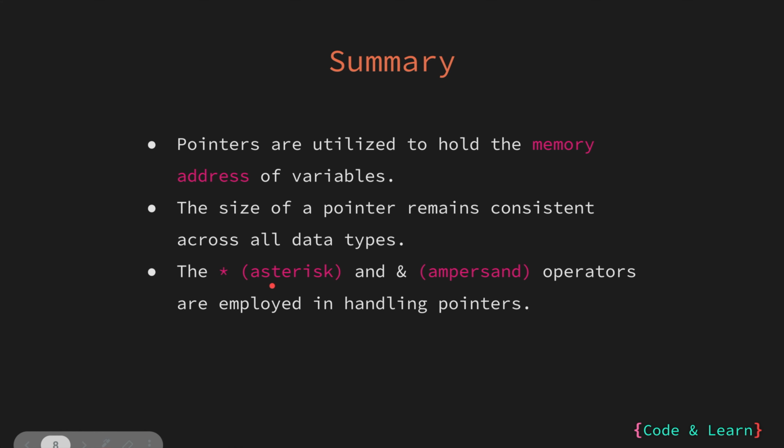Then, we looked at the pointer operators, that's the asterisk operator and the ampersand. The asterisk is used to declare a pointer variable and also to dereference a pointer, or access the value the pointer points to. On the other hand, ampersand is used to obtain the memory address of a variable, which can then be assigned to a pointer variable.